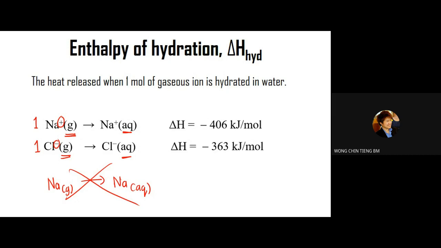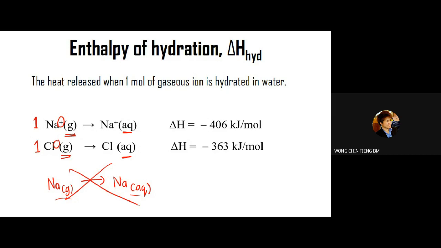Alright? So, yang ni yang kamu selalu akan buat lah. Kamu lupa, kamu ingat gaseous. Oh, dia gas jadi aqueous. Yang tu yang kamu ingat kan selalu kan? Gas jadi aqueous. Jangan lah. Gas ion jadi aqueous ion. Make sense? Yang kamu kena ingat satu way. Aqueous sentiasa kena positif atau negatif. Gas aqueous sentiasa kena jadi dalam bentuk ion. Yang tu kamu kena ingat.